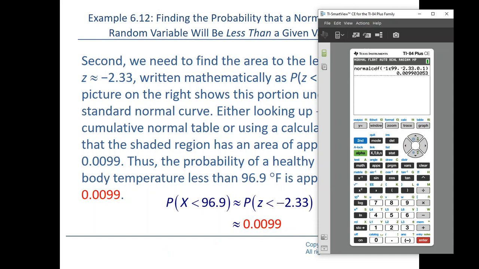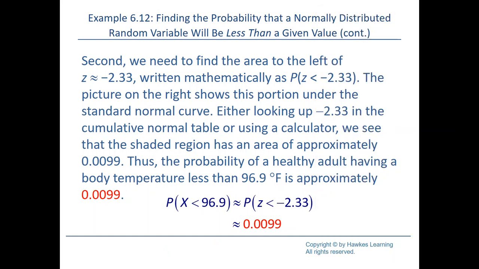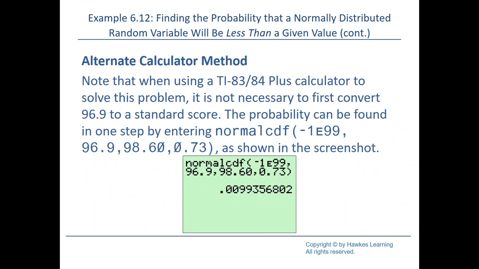Now, there is one other alternative method. So let's talk about this alternative method. This can only be done for those that have TI-83 or 84s or those Casio 9000 calculators. When using a TI-83 or 84 calculator to solve this problem, it's actually not necessary to convert to a standard score. The probability can be found in one step by entering normalcdf, going from negative infinity to our x value, which is 96.9.